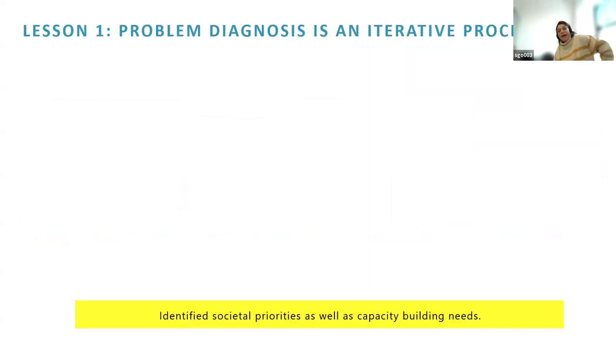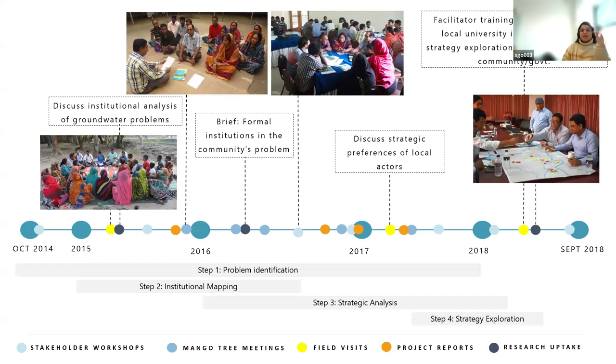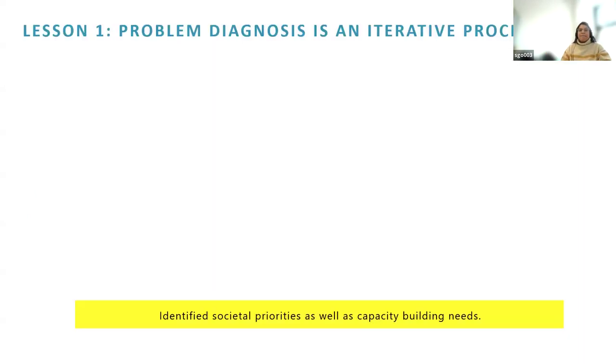So looking back on the project design and the way the research and capacity building efforts took place, I thought of some key lessons. And the first one I want to share is that the problem diagnosis stage was actually a very iterative process. I showed this timeline over here, but if you see step one, which is problem identification and essentially problem diagnosis, it almost runs the entire duration of the project. So problem diagnosis was really an iterative process.